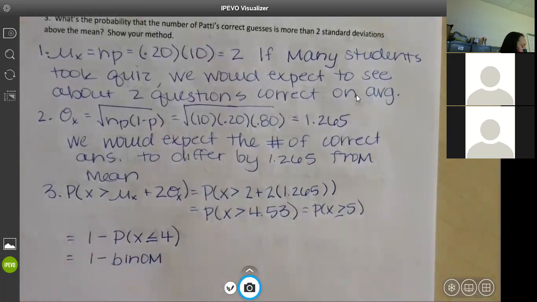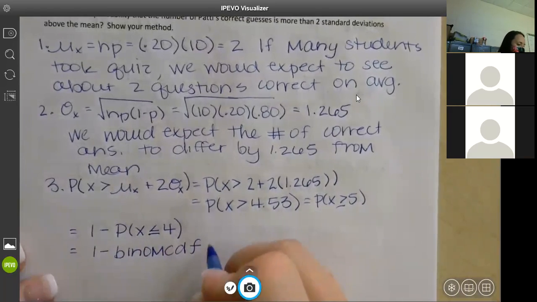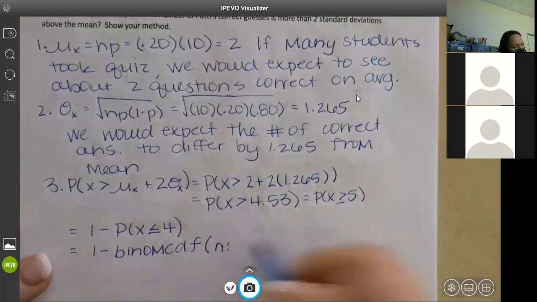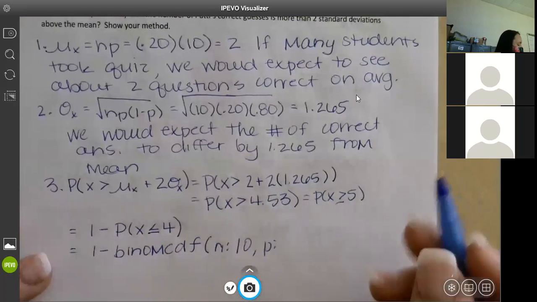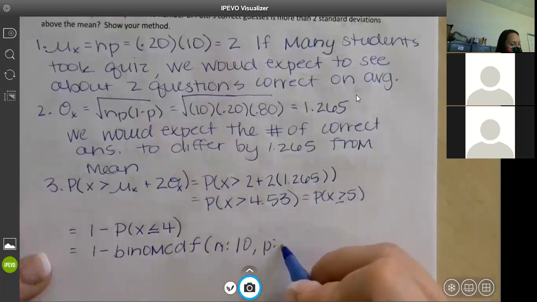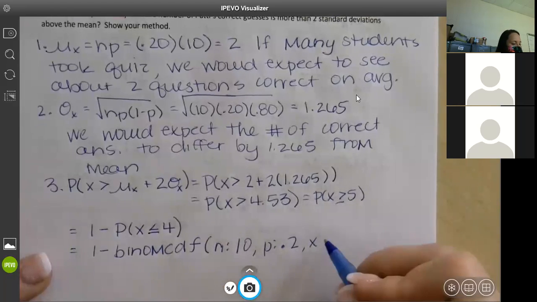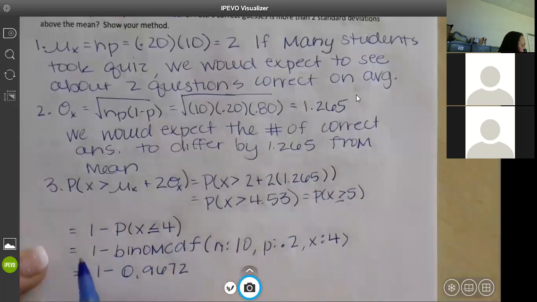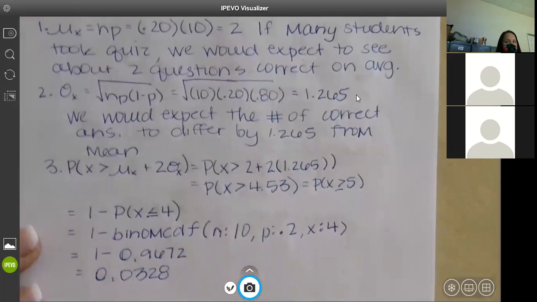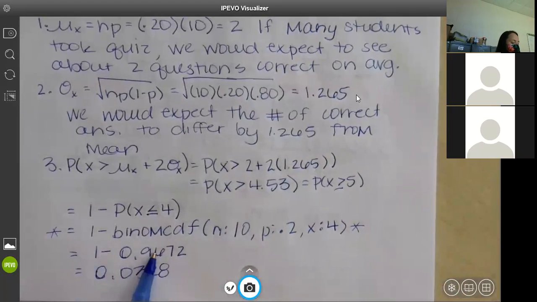Binomial CDF or PDF? CDF. PDF is equal to, think about it as P is perfect, so equal to is perfect or exact. What's your N? How many questions do we have? 10. What was your success probability? 0.2. And then your X value in our probability? Put that 4 in. When we do this, we get 1 minus 0.9672, or 0.0328. You can put this line all in your calculator. It'll do 1 minus in the binomial command. That's fine. I'm just showing you what that value was.